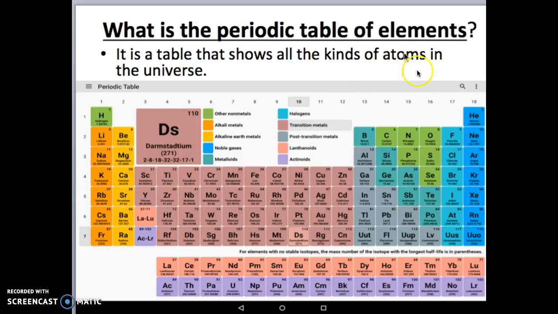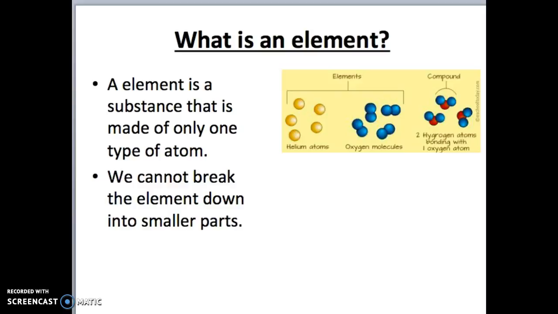So now let's talk about what an element is, because we call this a periodic table of elements, right? An element is a substance that is made up of only one type of atom, and we cannot break the element down into smaller parts. Here's a diagram that shows you the difference between elements and compounds. We can see here helium is a type of atom. This is helium, this is an element. Oxygen molecules are only made up of oxygen. Again, elements are substances that are only made up of a single type of atom and they cannot be broken down. In contrast, we have a compound on this side, and compounds are made up of more than one type of atom. We have two hydrogen atoms connected to one oxygen atom, and because this is made up of more than one type of atom, we do not consider this an element.